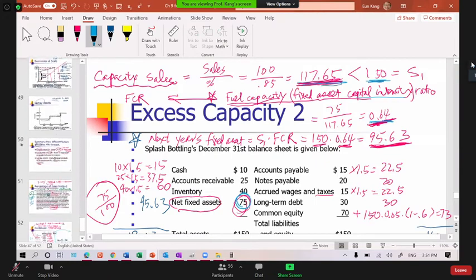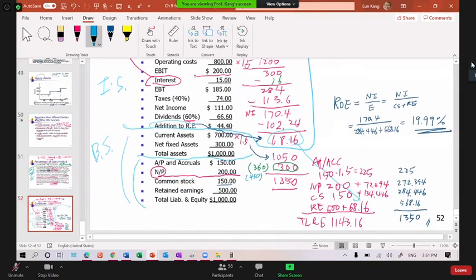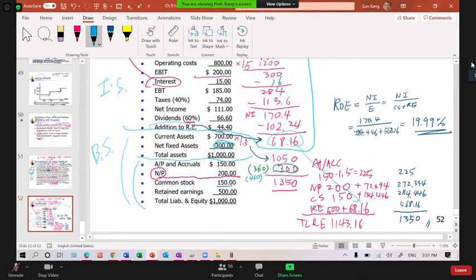So if we go back to here, current fixed asset is 300. So 300 over capacity sales. Okay. Thank you. Thanks for asking. Yeah, that is a good clarification question.